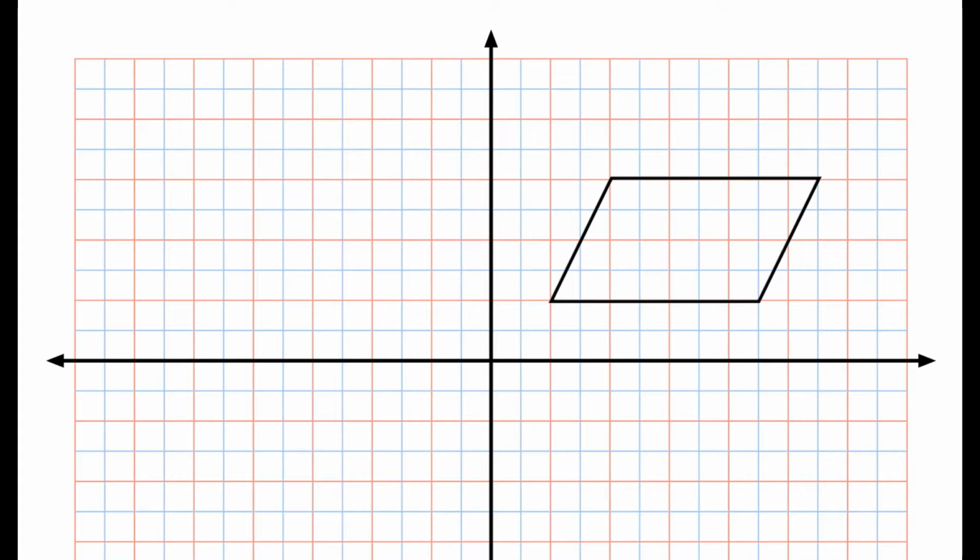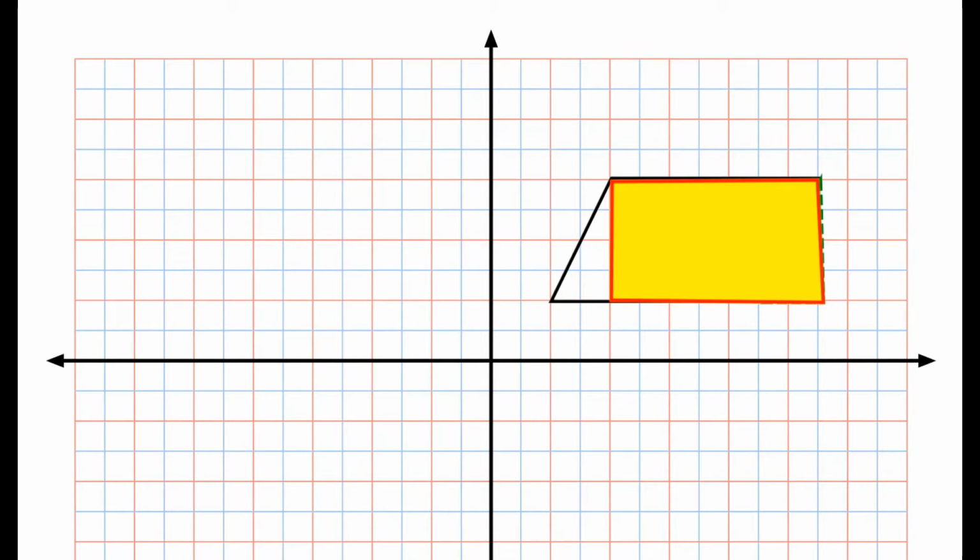So let's take a look at why this formula works. Here we've got a parallelogram on a graph. I'm going to grab this triangle off the edge. Now if I take that triangle off the edge and I move it over to the other side, what that creates is that rectangle that we were looking at before, so that we have our base down here and our height here with a right angle.